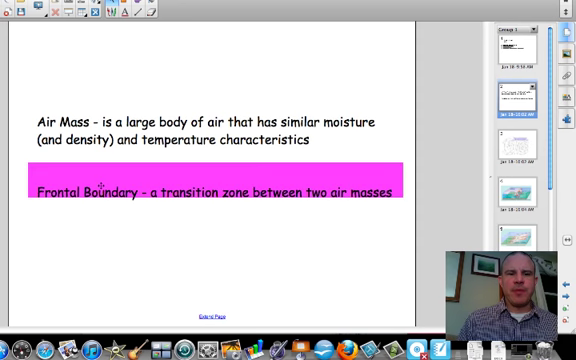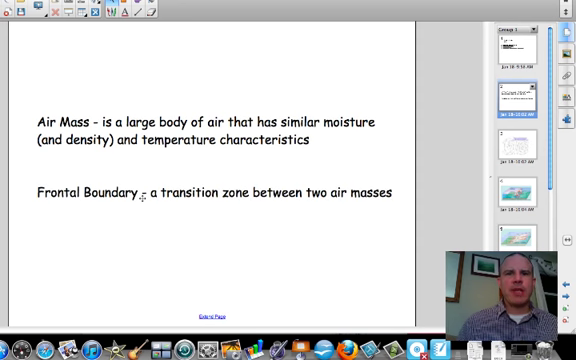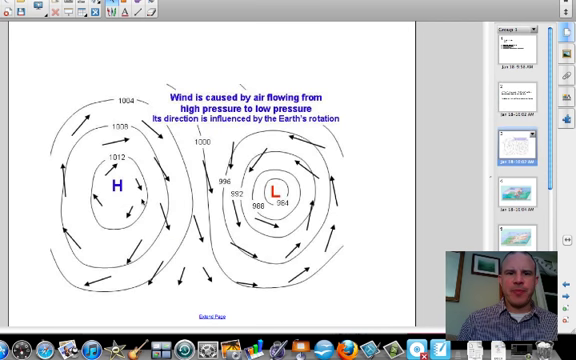Frontal boundaries are the transition zones between two different types of air masses. So a cold air mass and a warm air mass. So you'd have a frontal boundary between those. And we'll talk about the differences between the different types of frontal boundaries and how they divide different types of air masses.